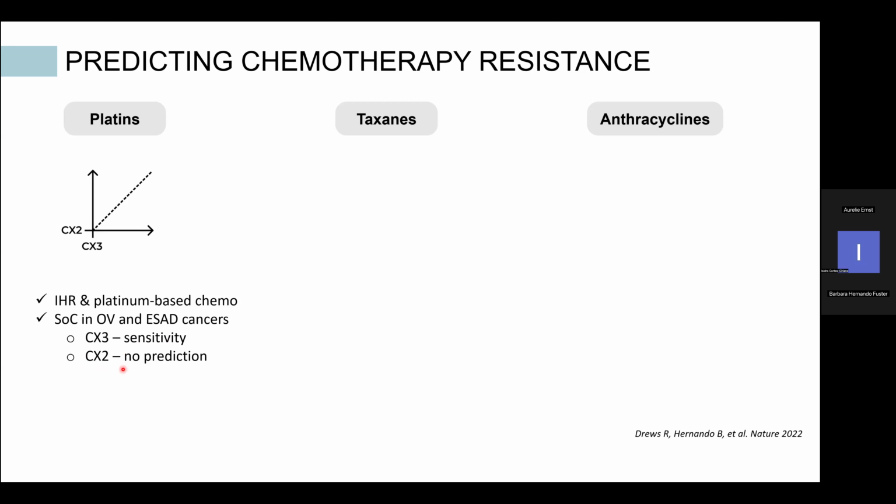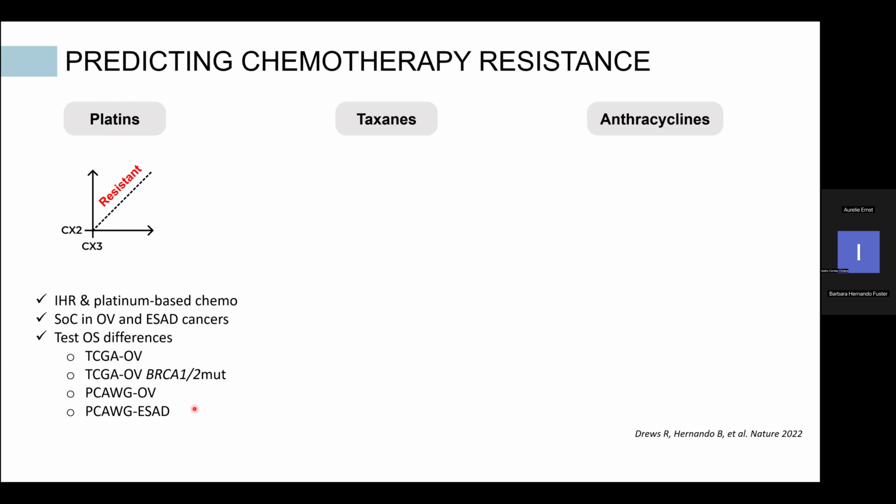So after seeing these results, we just came up with a super logic classifier. That is, if CX2 activity levels are higher than CX3, then those patients are going to be resistant. So we tested this hypothesis by comparing overall survival in different ovarian and esophageal cohorts. And actually, we see that those that are classified as resistant had a shorter survival.